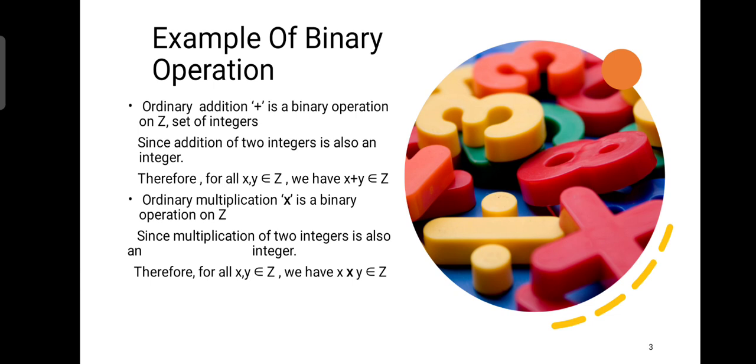Example of a binary operation. Ordinary addition on the set of integers is a binary operation, since we know the addition of two integers is again an integer. The next example is ordinary multiplication on the set of integers. We all know that if we multiply two integers, then we get another integer. Therefore, multiplication is a binary operation on the set of integers.